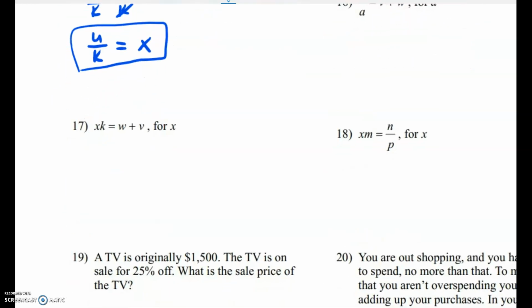All right, number 17. So we got xk is equal to w plus v. I want x by itself. K is being multiplied to x. So I'm going to divide both sides by k. And I get w plus v divided by k is equal to x.